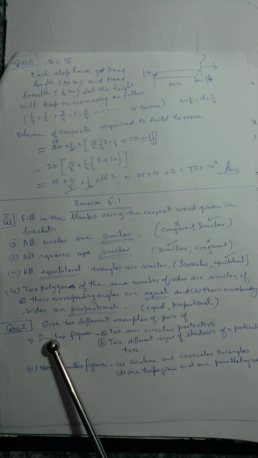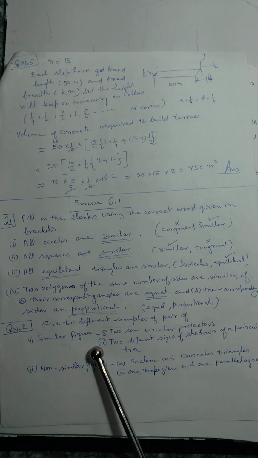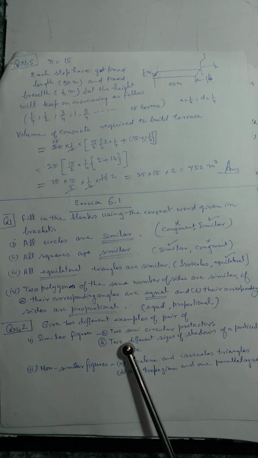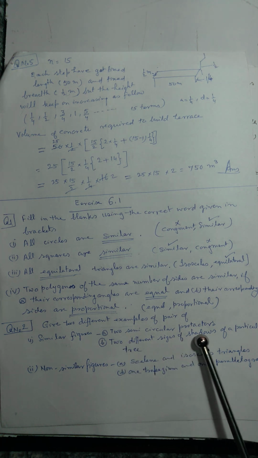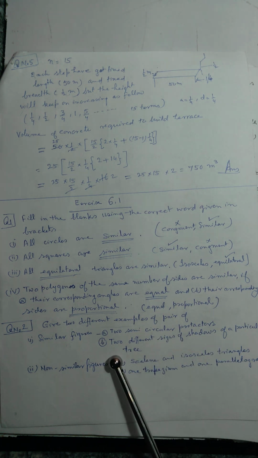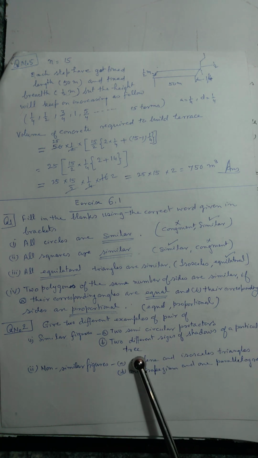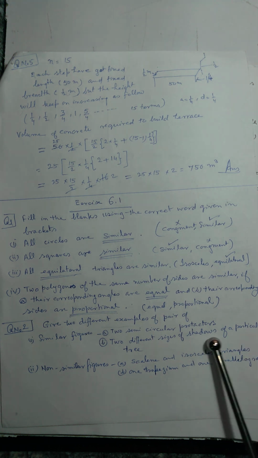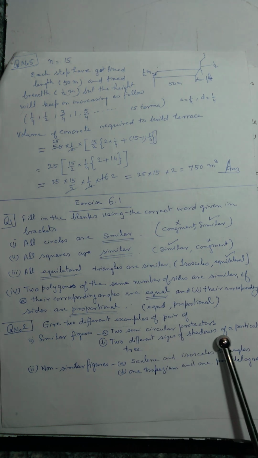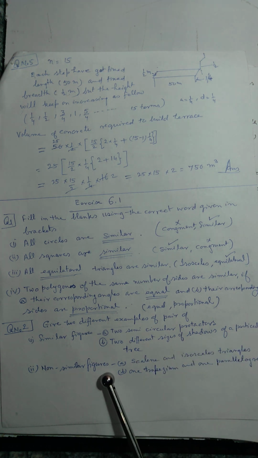Now come to question number 2. Give two different examples of pairs of similar figures. First, I have given (A) two similar circular protractors. These are similar. Now (B) two different sizes of the shadow of a particular tree. It means that if you take the shadow of a tree, they are similar.